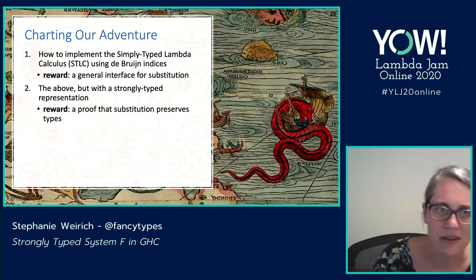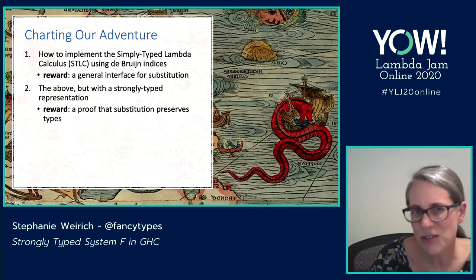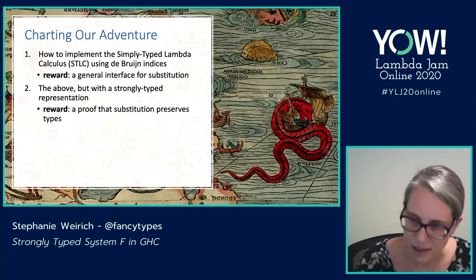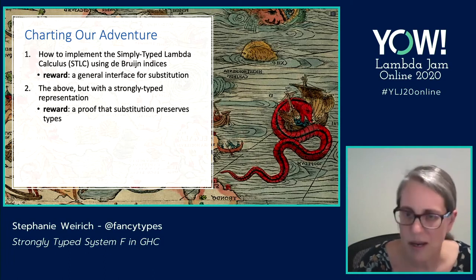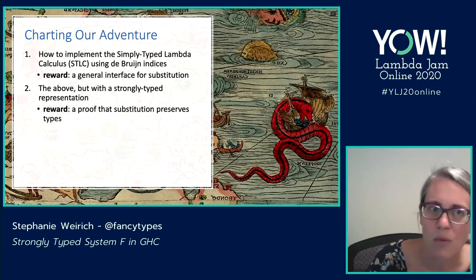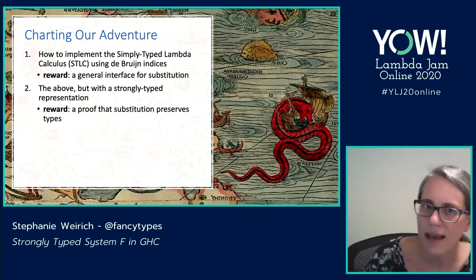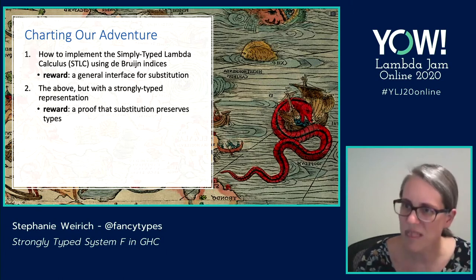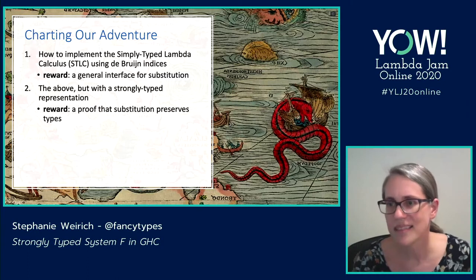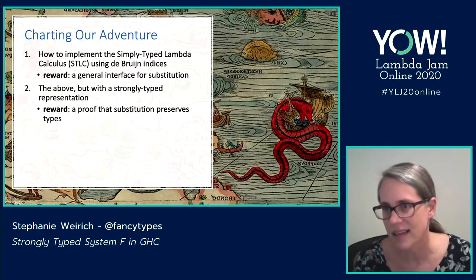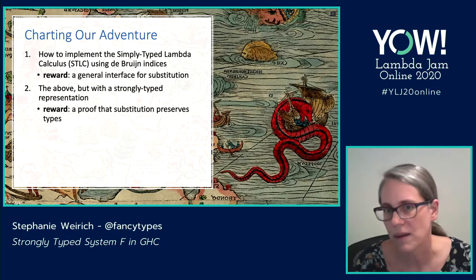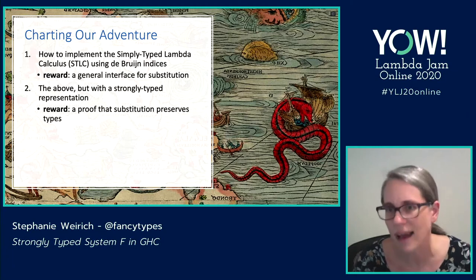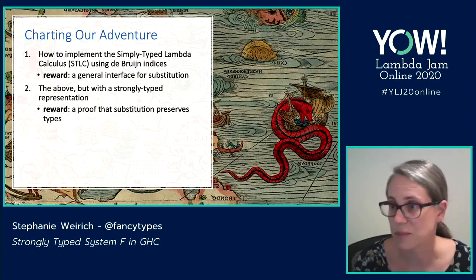The second thing we're going to do is extend it to a strongly typed representation. So the first one is just going to be a standard lambda calculus representation, talking about how to do the de Bruijn indices. The second one, we're going to do a strongly typed version. And in that strongly typed version, we're going to do exactly the same thing, but this time the types are going to tell us more. This time, the types are going to prove to us that when we do a substitution with the same code for the substitution, we haven't screwed up the types in our type system.